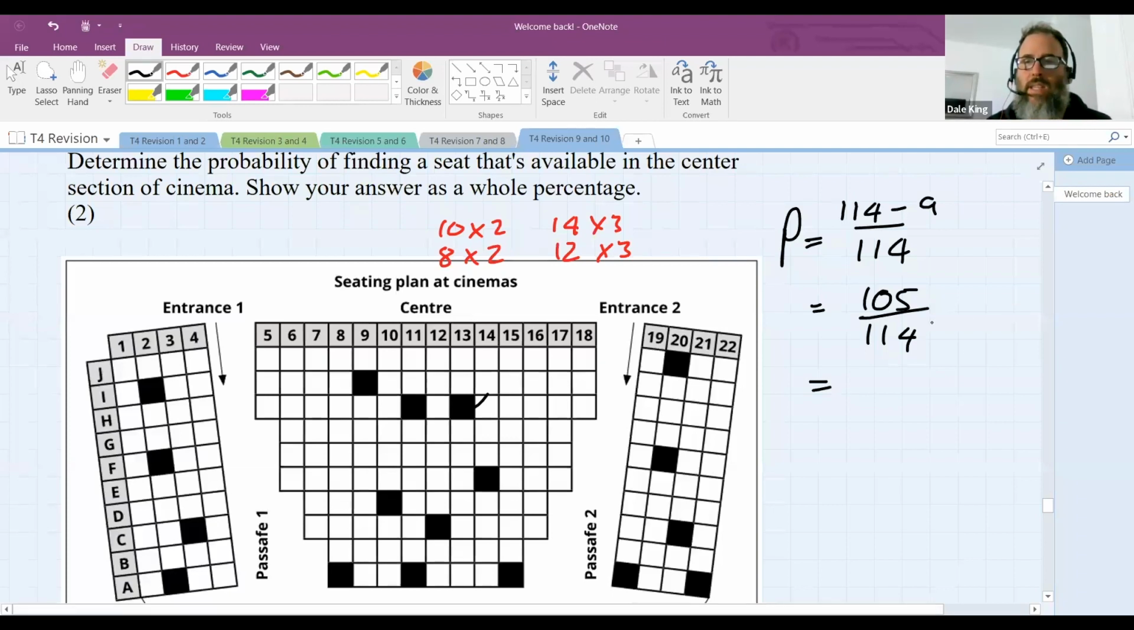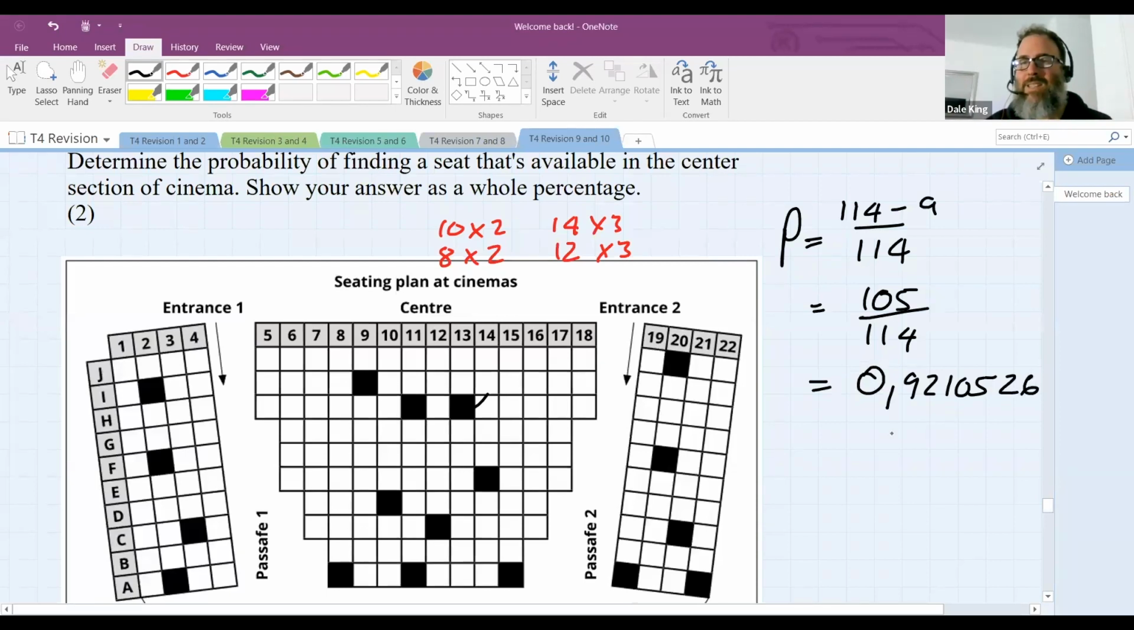So 105 seats out of the 114 are available. They want to see that fraction. You have to show that fraction. Now we're going to get our calculators and say 105 seats out of 114. And we're going to get the decimal first. So 0.921052. I'll give you guys another decimal if you want. There we go, there's a 6.